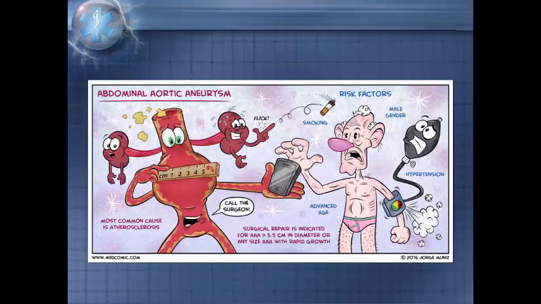Alright, so your abdominal aortic aneurysm, or your AAA, most common cause is atherosclerosis, hardening of the arteries, and your most common risk factors: smoking, being male, being older, and having high blood pressure. All right, so some of those you can do something about, some of those you cannot.